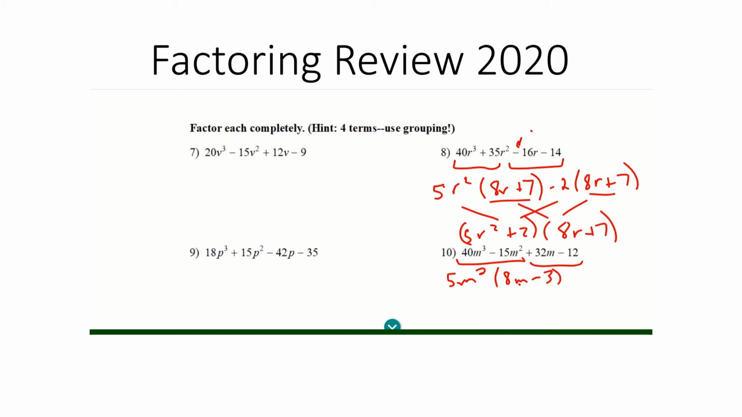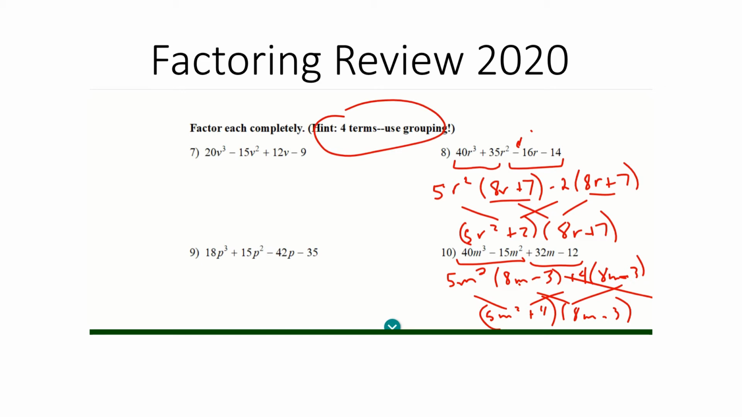See, I know 4 goes into both. 12 does not go into 32, so it's just 4. 8m minus 3. And these are the same factors. So 5m squared plus 4, 8m minus 3. So 4 terms, use grouping.